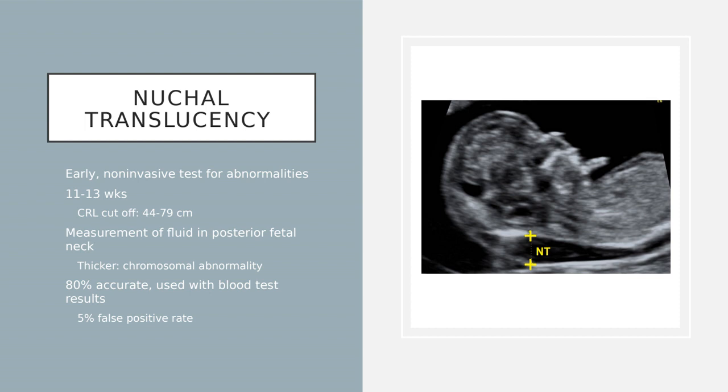We want to make sure that we are measuring the posterior pocket of fluid behind the baby's neck. And the thicker that pocket of fluid is, the more indicative of the chromosomal abnormality it is. So we want to see anything typically less than 6 millimeters for that nuchal translucency.